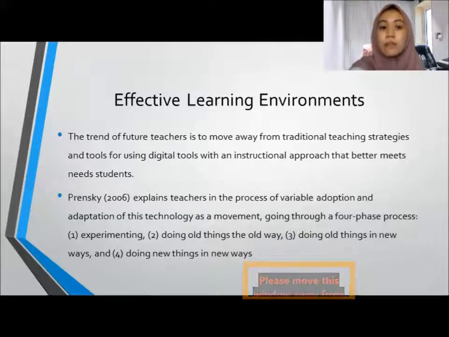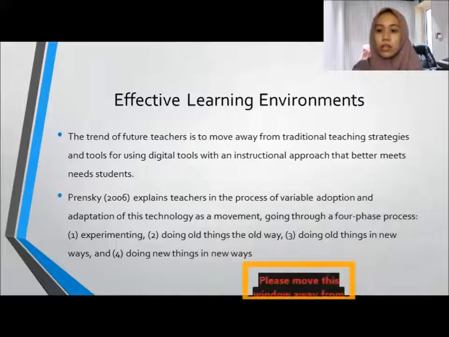First is experimenting by randomly adding technology tools to a few learning situations. And in phase two, technology is used to do old things in old ways. For example, a teacher displays notes in a PowerPoint rather than using a handout. And the third phase is doing old things in a new way.